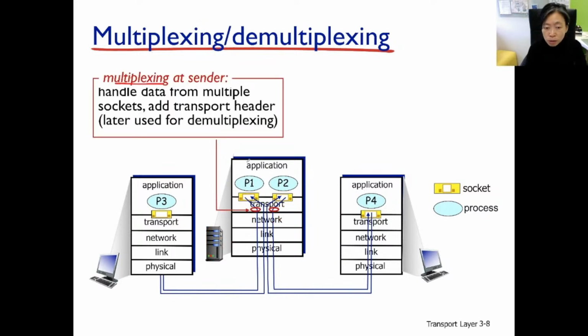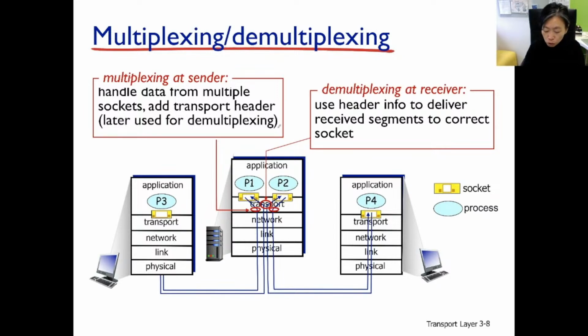So this host here, from P1 and P2's point of view, generating these messages, is the sender. So it handles data from multiple sockets or data from multiple processes, and adds the transport layer header. So it adds a little bit more information on top of these packets, and therefore later they can be used for the demuxing purpose.